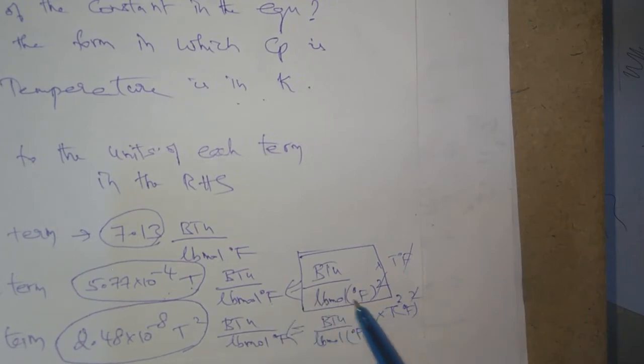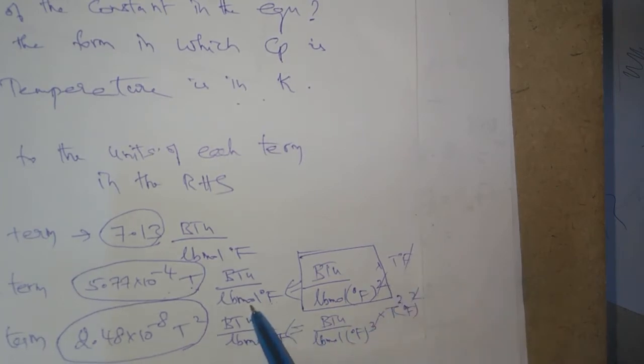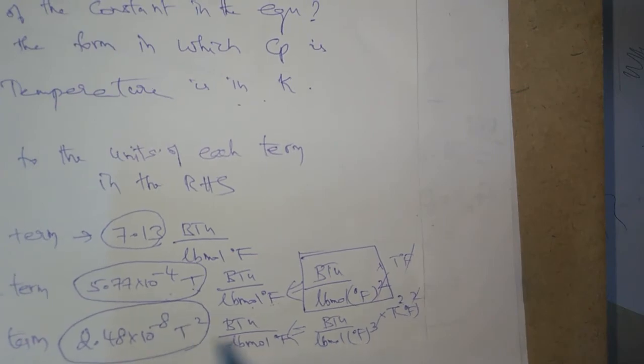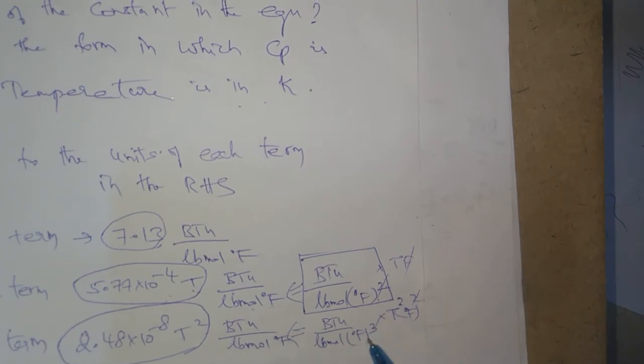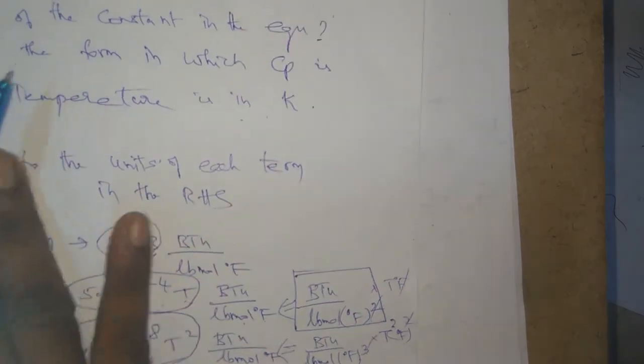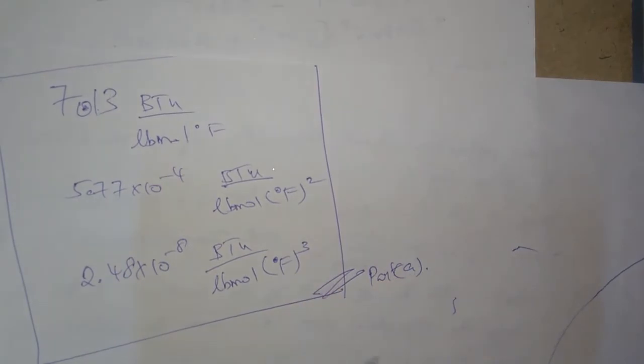That's why we can write it as BTU per pound mole degree Fahrenheit square. So then it gets cancelled to get this one. Similarly, here T square is there, so degree Fahrenheit square should get cancelled to get the final unit of the term. So it should be BTU per pound mole degree Fahrenheit cube. That is, degree Fahrenheit in the denominator, here degree Fahrenheit square and degree Fahrenheit cube in the denominators. So those are the units for the given terms, and that is the answer for part 1.